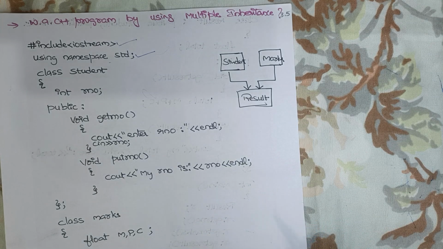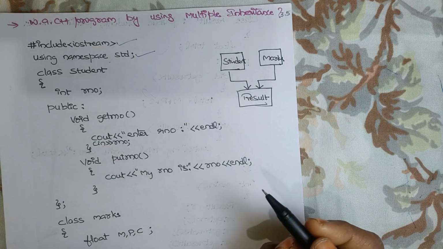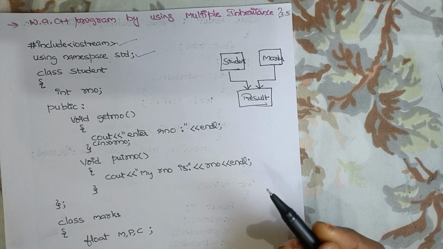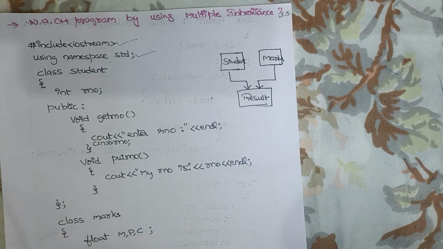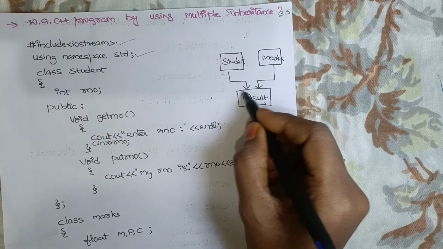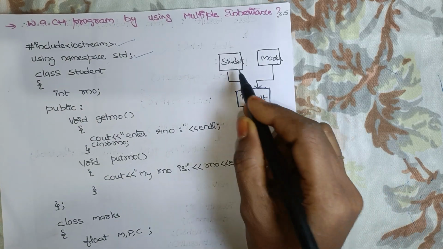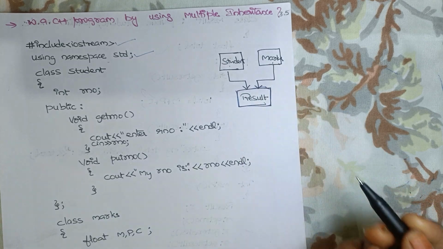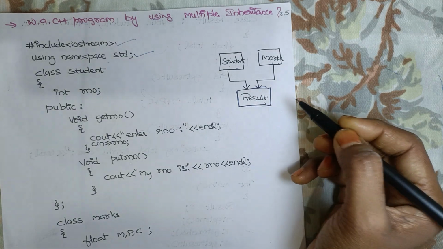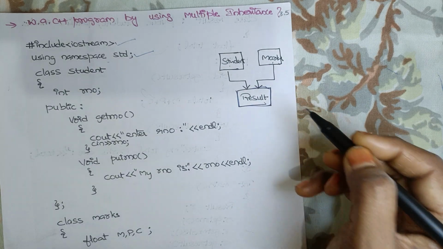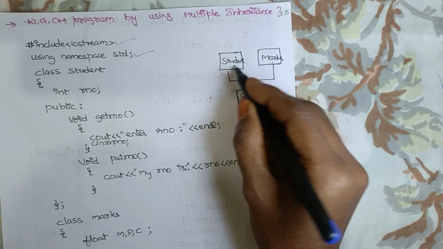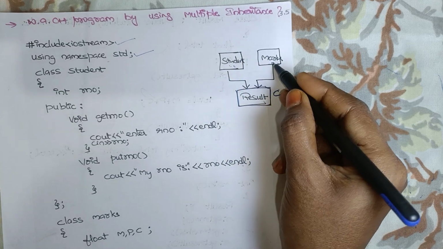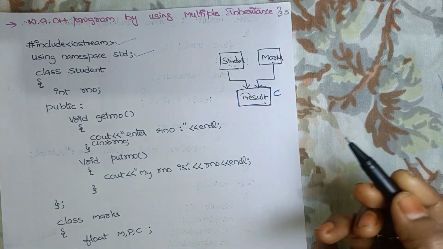Now we will see a multiple inheritance program in C++. Multiple inheritance is nothing but one child class having more than one parent class. Simply, you can remember the relation like one child is having parents, mother and father.